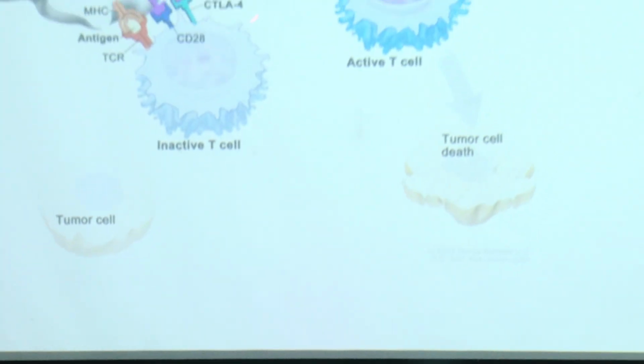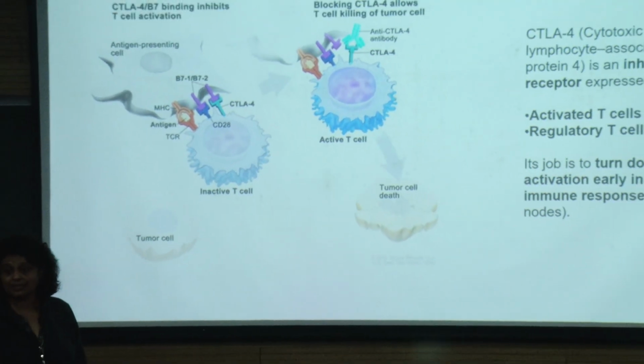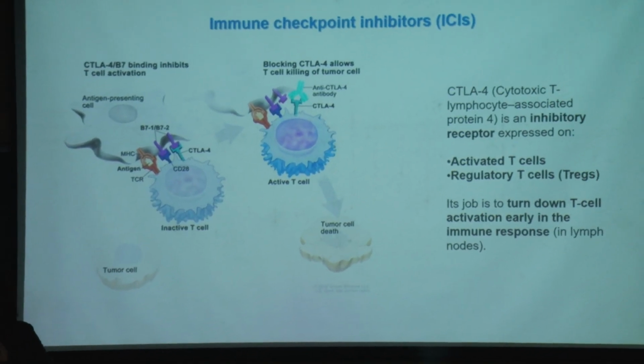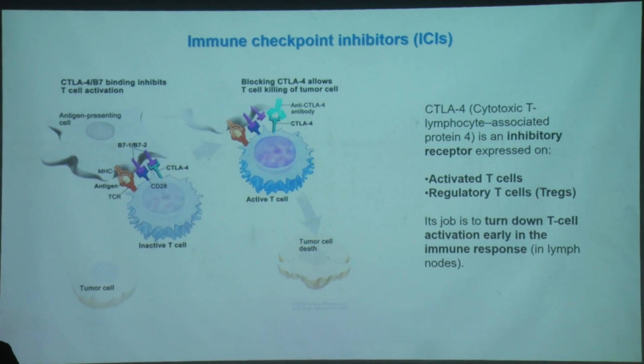I want to tell you about something else also. One of the most famous immunotherapies is PD-1, PD-L1. You either inhibit PD-1 or PD-L1, same effect, right? But there is another very powerful therapy, which targets CTLA4. This is yet another kind of therapy, exactly like PD-1, PD-L1.